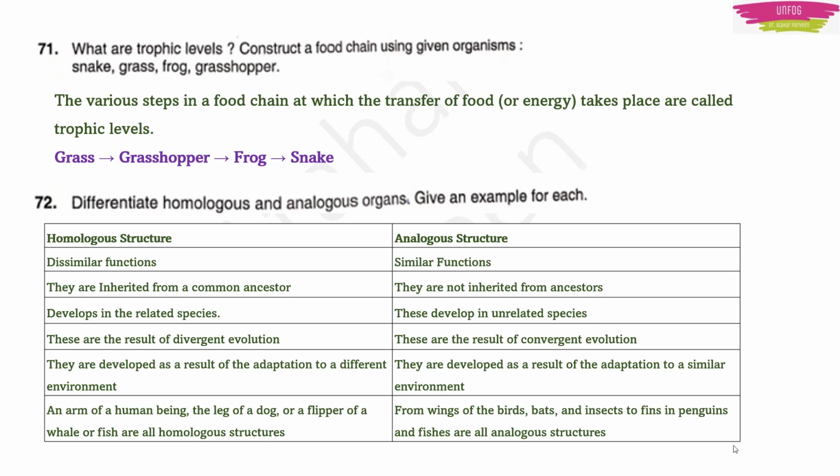Then analogous structures, they are developed as a result of adaptation to a similar environment. That means wings of birds, bats and insects, and then fins of penguins and fishes, they are all analogous structures.